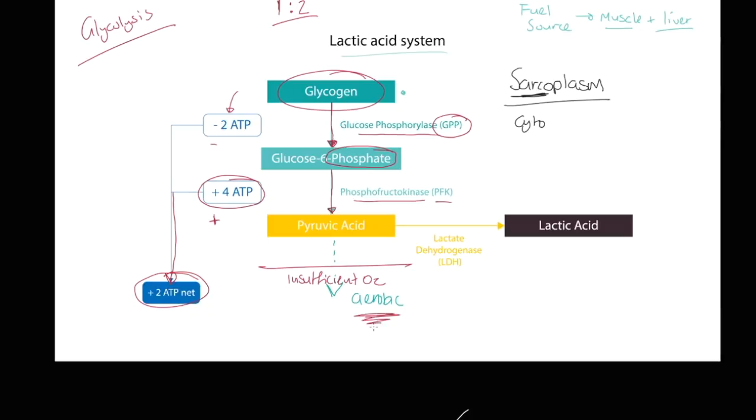So this aerobic process cannot happen in a predominant or sufficient sense, because the intensity of the exercise or the demand for energy is too high. So what therefore do we have to do? We have to do something with this pyruvate, this pyruvic acid. The way it works is we convert it into a product called lactic acid, and that happens through lactate dehydrogenase, another enzyme.